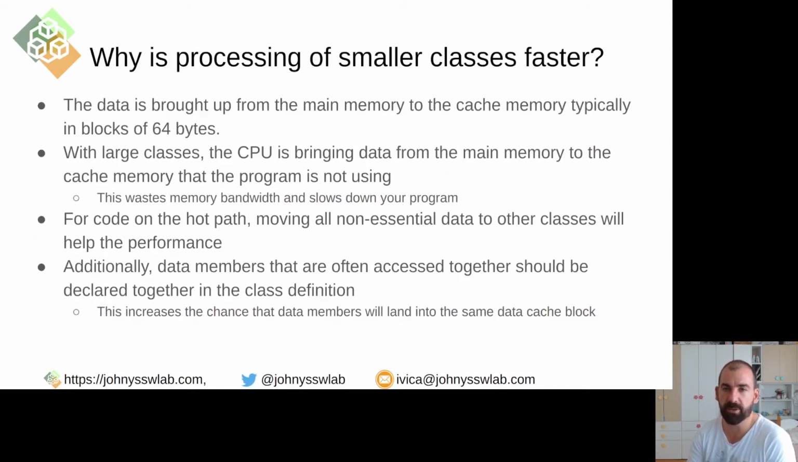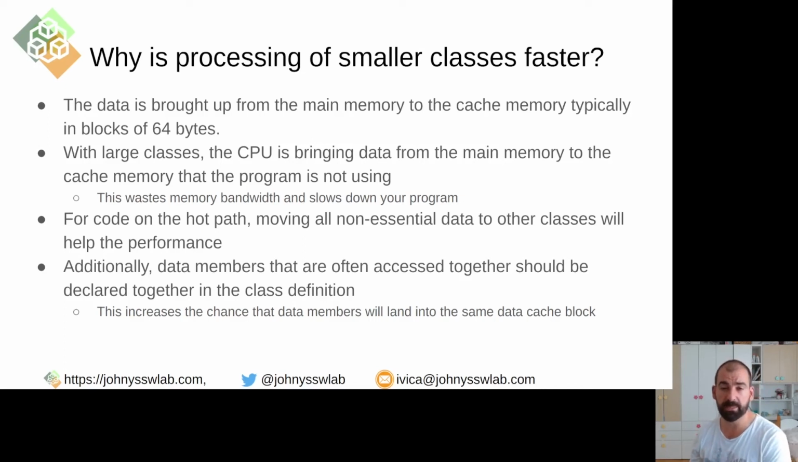So why is processing of smaller classes faster? This is the explanation. The data is brought from the main memory to the cache memory, typically in blocks which are 64 bytes. So when the CPU needs data, it doesn't get only 8 bytes or 16 bytes from the memory. It gets the whole block. With large classes, the CPU is bringing data from the main memory to the cache memory that the program is not using. You get a 64 byte block of memory, but when the class is big, you don't access most of the bytes that are brought from the memory. This wastes memory bandwidth and slows down your program.